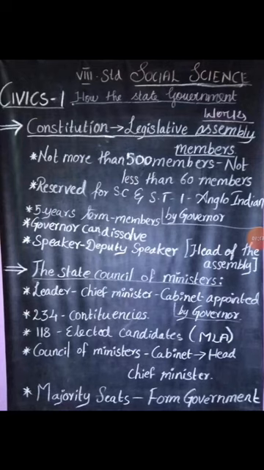The members of the Legislative Assembly are elected for a term of 5 years. That is the term of the Legislative Assembly members. But the governor can dissolve the house before the expiry of its term and can call for fresh elections. The governor alone can dissolve the Legislative Assembly.